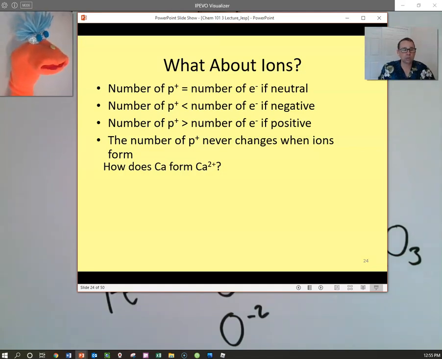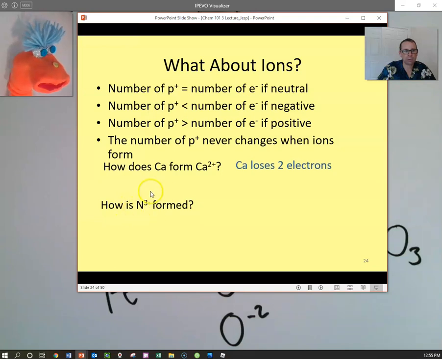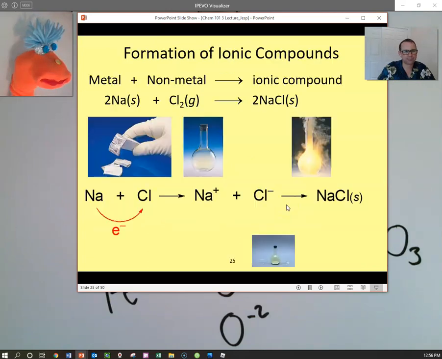That's right. So for a calcium atom to become a calcium ion, what has to occur there? It has to lose 2 electrons. That's right, it has to lose 2 electrons. Very good. What about nitrogen? How does nitrogen form an N3-? Oh, yeah, to get 3 minuses, you had to gain 3 electrons. That's right. That's why you'd have an extra 3- charges, because you've gained 3 electrons.